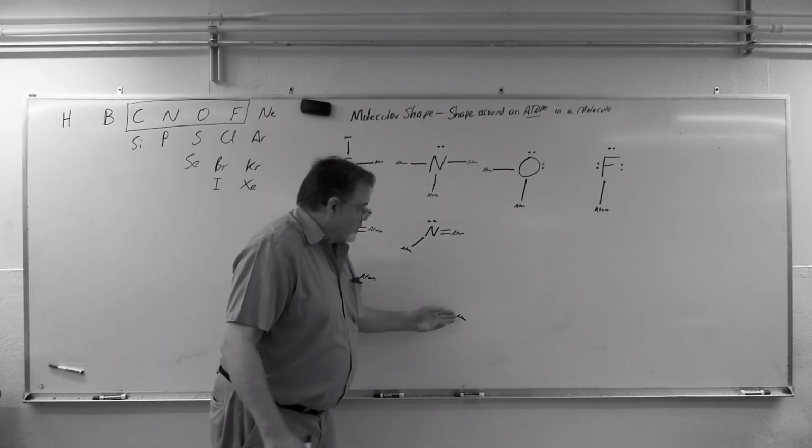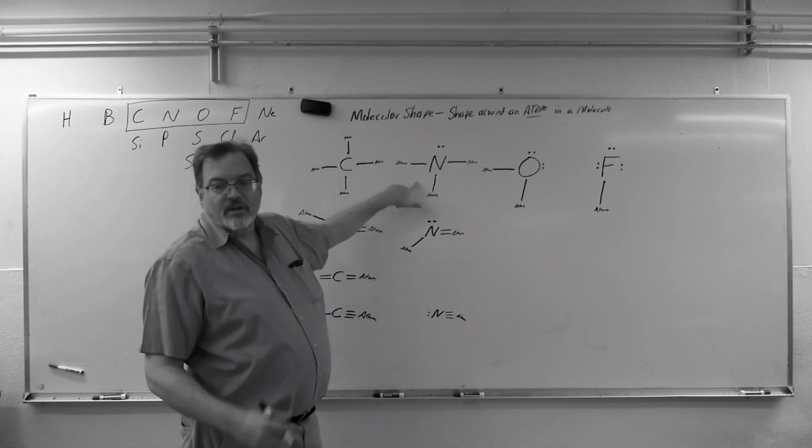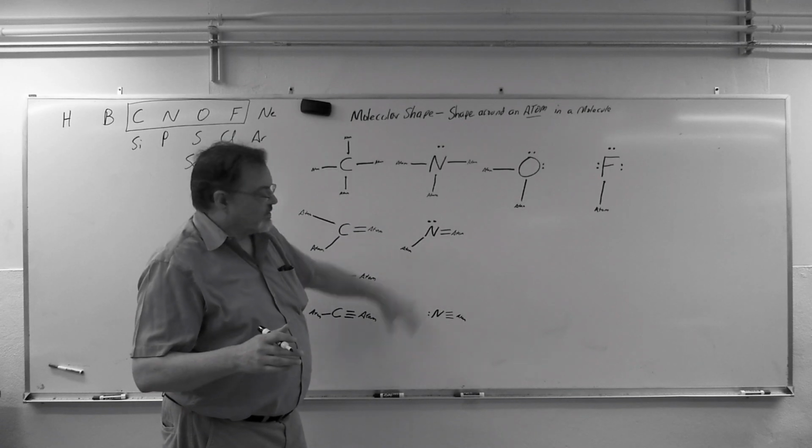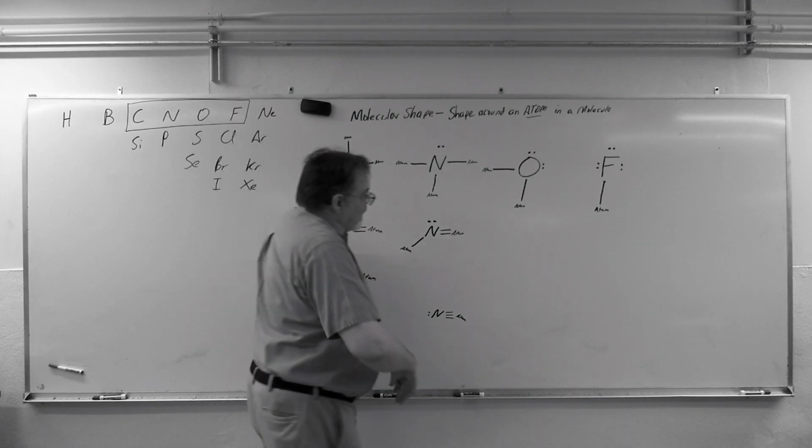Yes, three bonds, one triple bond. Yes, three bonds, a double bond and a single bond. Three single bonds, three bonds. Those are the ways you'll ever see nitrogen. There will never be any other way in the molecule.